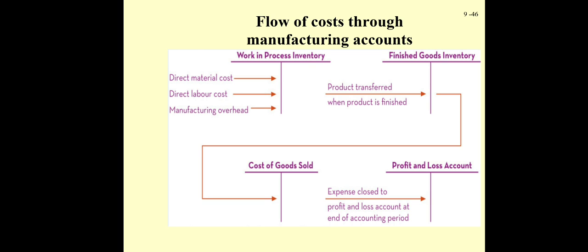When the process is completed, the work in process inventory account is closed, and the amount is posted or transferred to the finished goods inventory account. And then when the finished goods inventory is sold, the amount is closed and transferred to the cost of goods sold account. And then at the end of the accounting year, the amount in the cost of goods sold account will be shown in the profit and loss account.